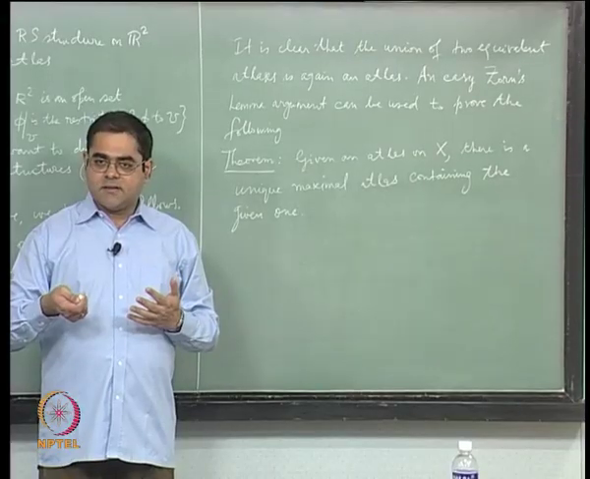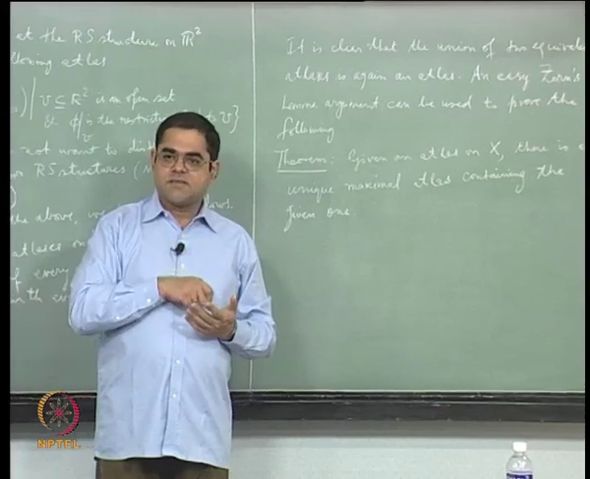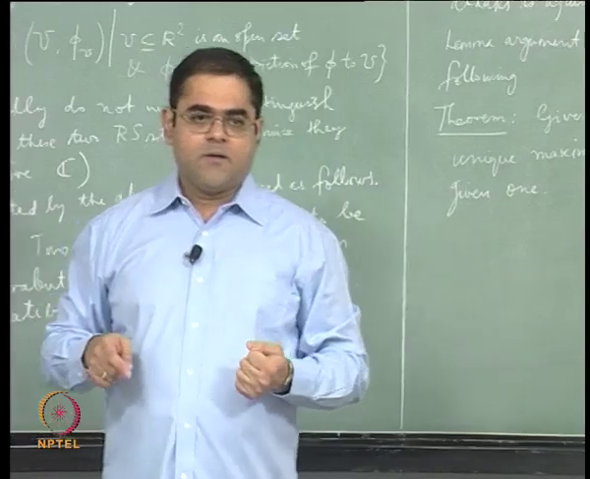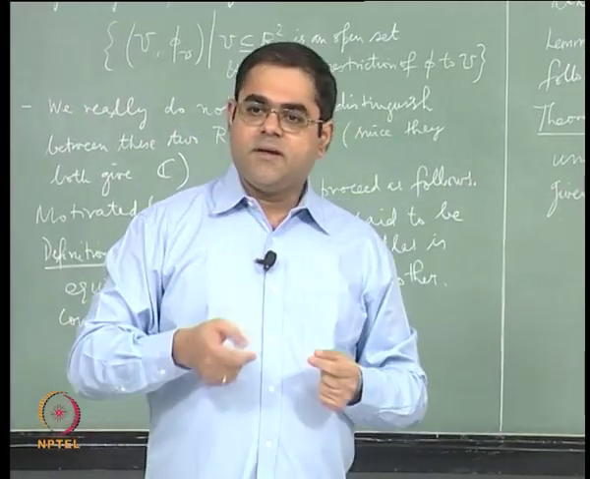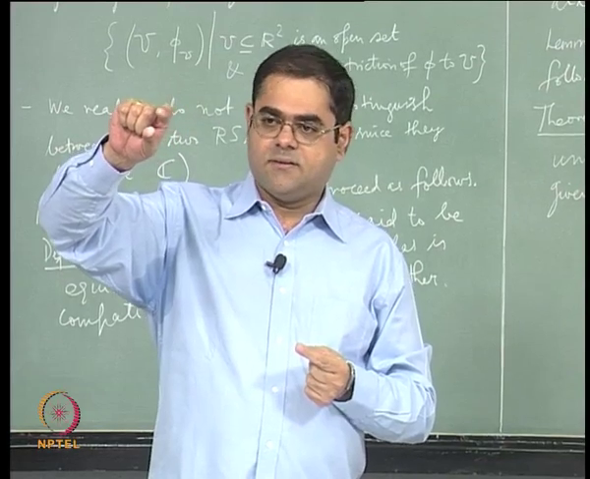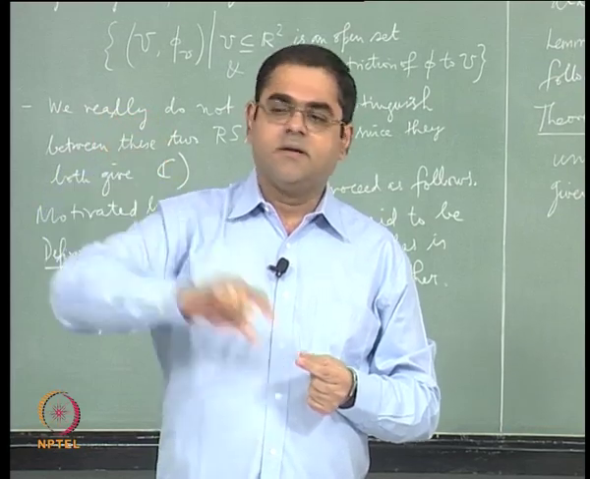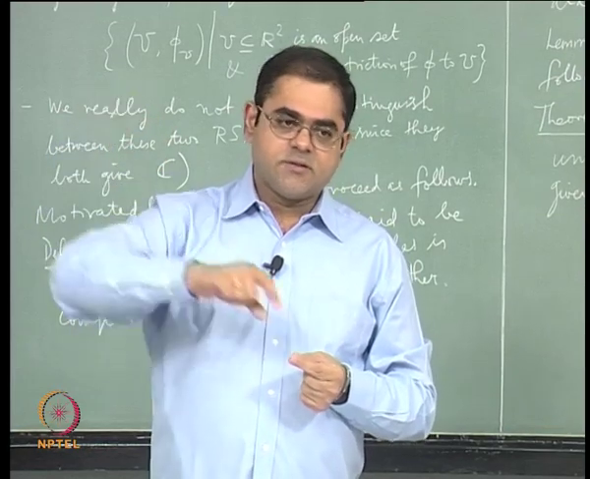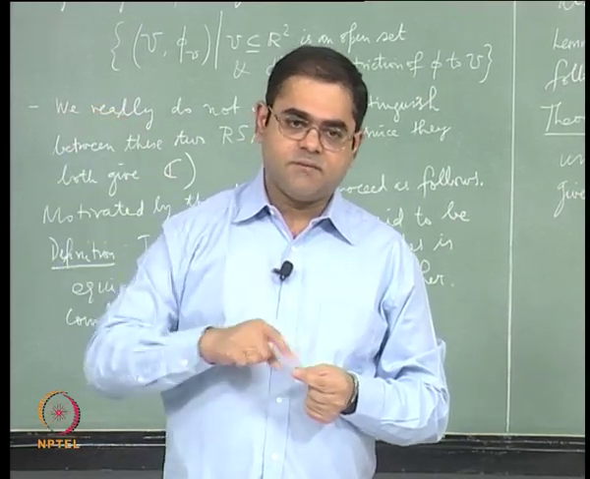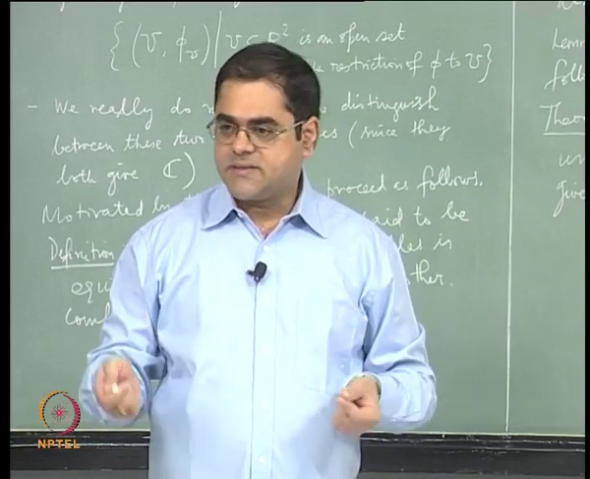An atlas is said to be lesser than another atlas if every element of this atlas is also an element of the other atlas, okay. So it is by inclusion, okay. And if you give me a chain of atlases, then it is obvious that the biggest one is an upper bound, or even if the chain is infinite, I could simply take the union, okay, and that will be an upper bound. So every chain has an upper bound, and now Zorn's lemma will assure you that maximal elements exist, okay.